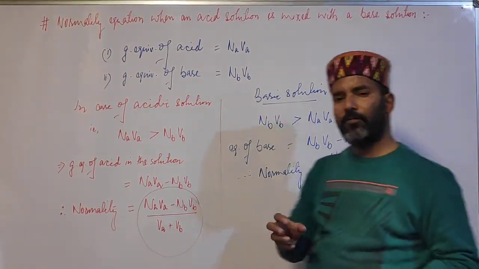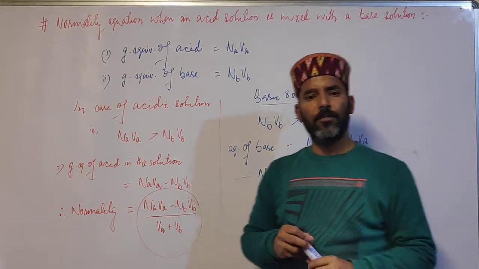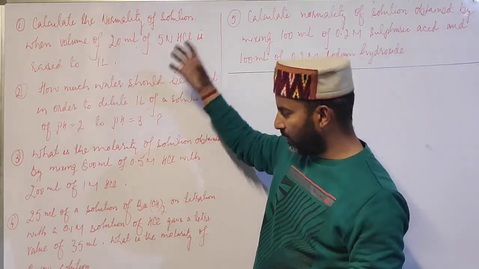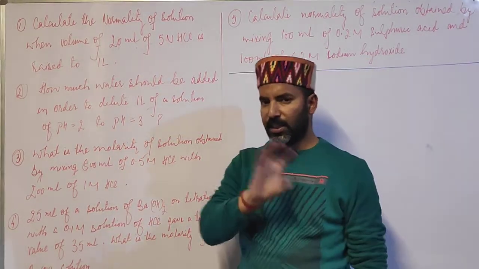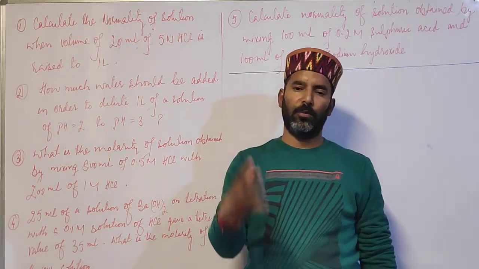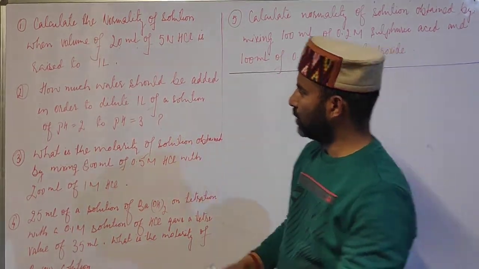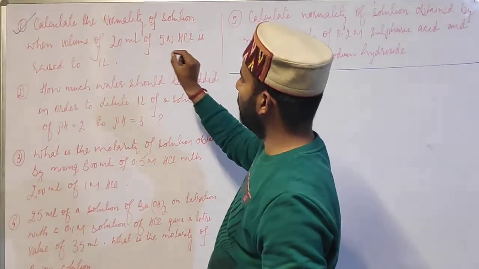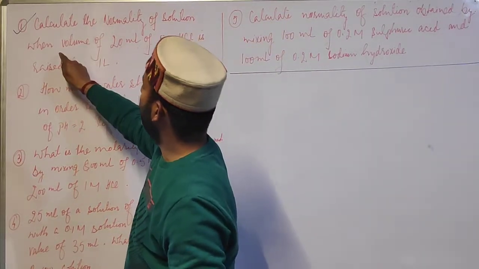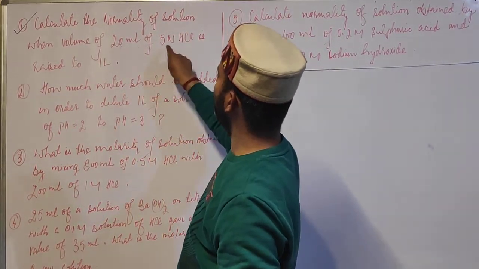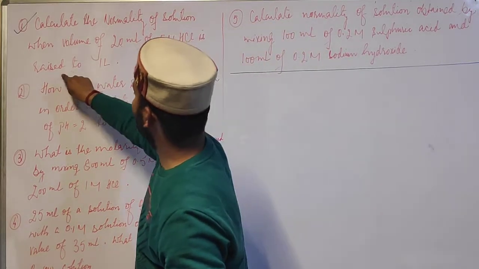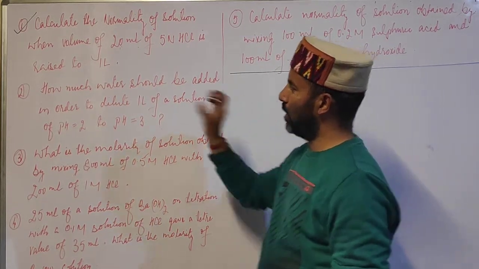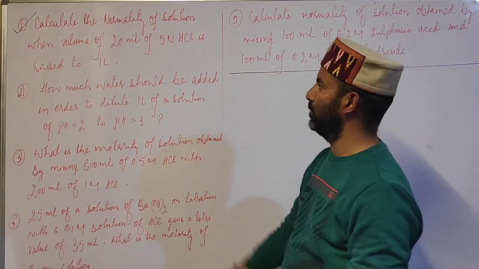Now students, on the basis of all these results we will solve some numerical problems. I have framed 5 different questions to study 5 different cases of the molarity and normality equation. Our first question is: calculate the normality of a solution when 20 milliliter of 5 normal HCl is raised to 1 liter. Read the statement carefully and you will realize that this is a case of dilution.